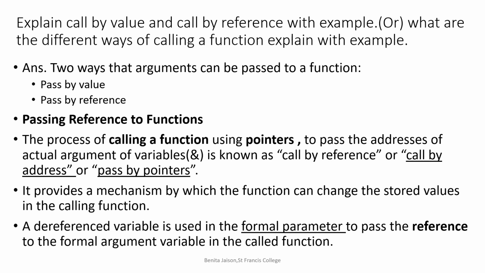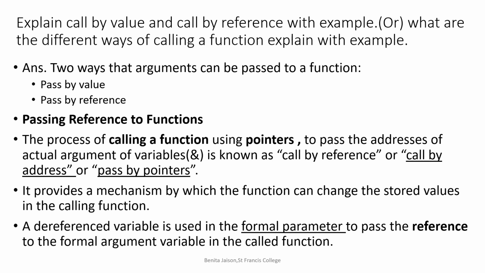In call by reference, the process of calling a function using pointers to pass the address of the actual argument of the variable is known as call by reference or call by address. These are other names, and the other one is passed by pointers. It provides a mechanism by which the function can change the stored value in the calling function. So when we are passing the address, the actual stored value is getting changed. A dereferenced variable is used in the formal parameters to pass the reference to the formal arguments which are there in the called function.